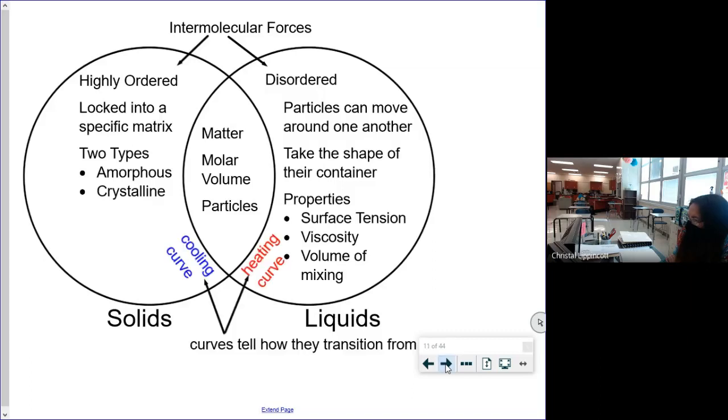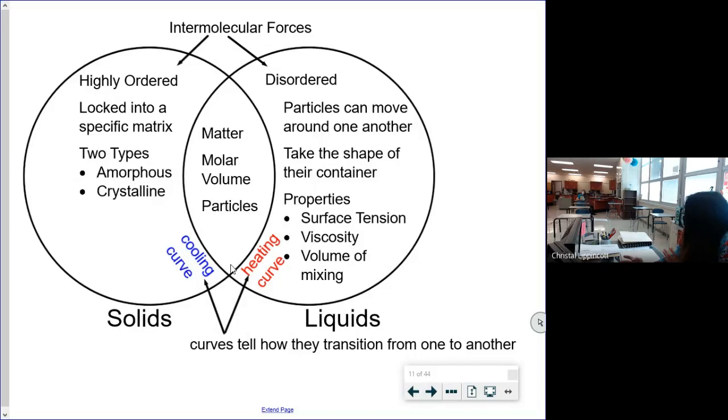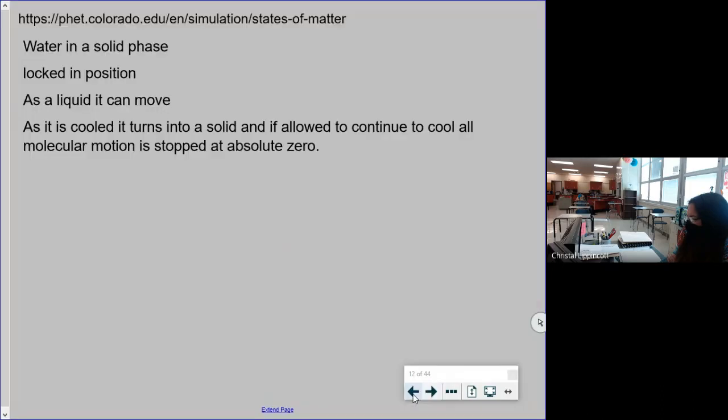Okay. So we have what's called a cooling curve or a heating curve. The curves tell us how we're going to transition from one form to another. So if we're going to go from a solid to a liquid, we would have a heating curve. And if we were going to go from a liquid to a solid, we would end up with a cooling curve, which makes sense, right? You're going to cool it down. And that's going to show us how we transition.